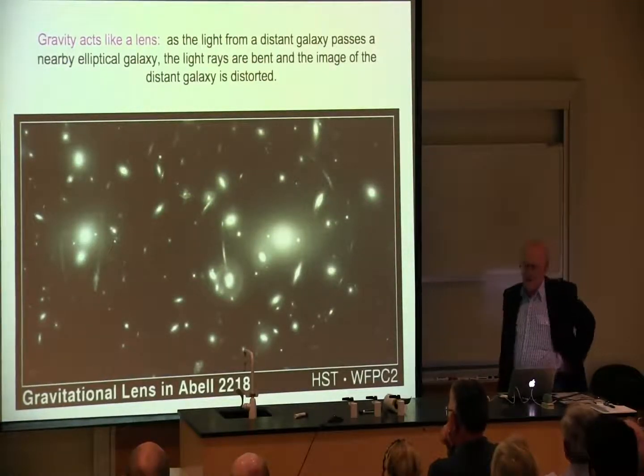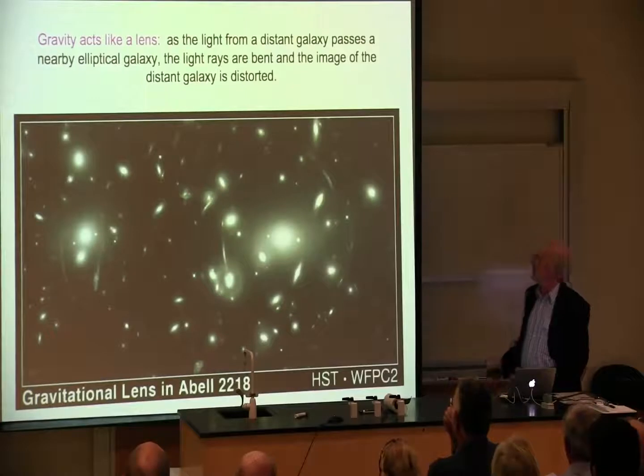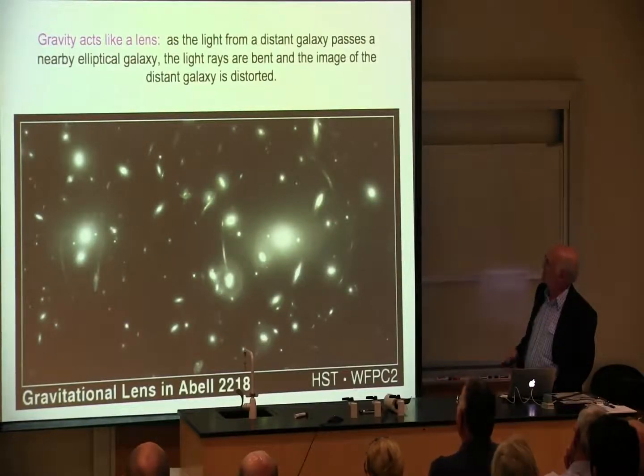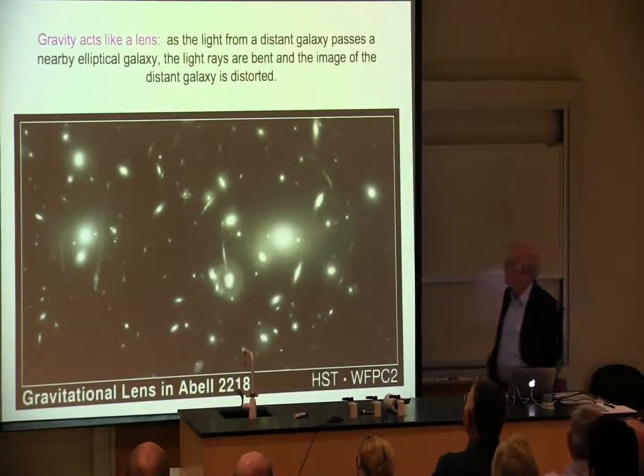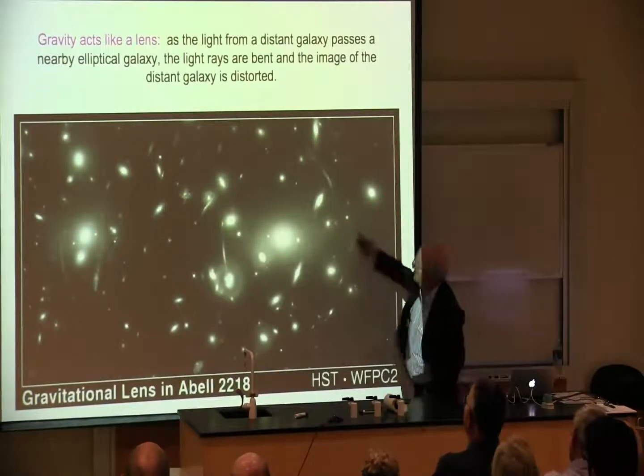One way we can measure the dark material in these is using what's called gravitational lensing. So here's a cluster of galaxies. It's called Abell 2218. And you can see all these arcs.